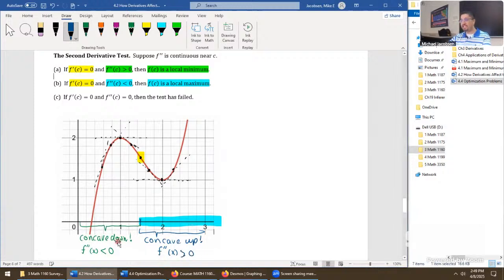So I love the concavity test. Down for negative, concave up for positive does make sense to my brain. But look at what else we see here. Concave down did in fact lead to a local maximum right over here. Strange. So we have a local maximum.